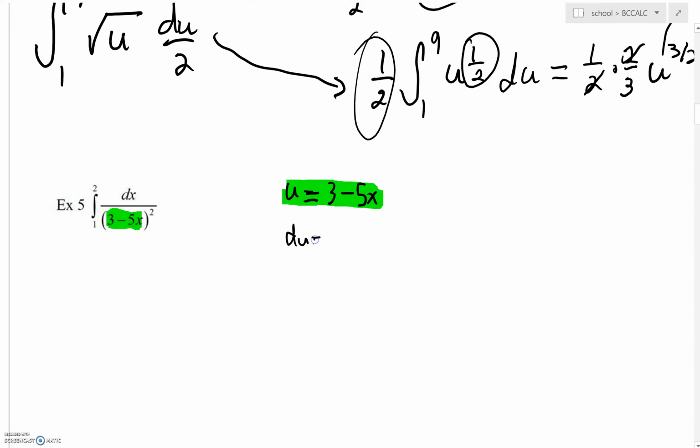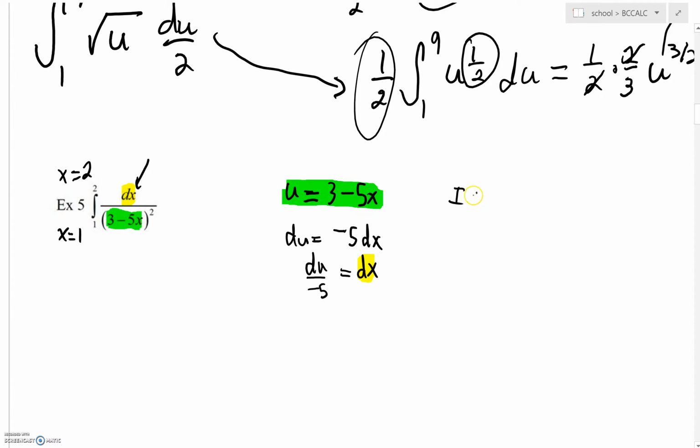So du, if I take the derivative on the left, well, the derivative of 3 is 0. Derivative of negative 5x is negative 5, and then we have dx. But dx, of course, is really going to be du all over negative 5 when we divide both sides by that. So we're getting close. We can see right here that we're going to make a couple of substitutions, but we're also going to have to change our boundaries. As we're looking here, the dx is telling us that our lower bound is x equals 1, our upper bound is x equals 2.